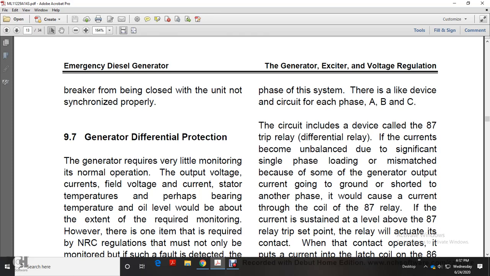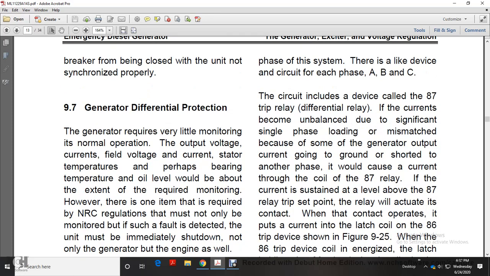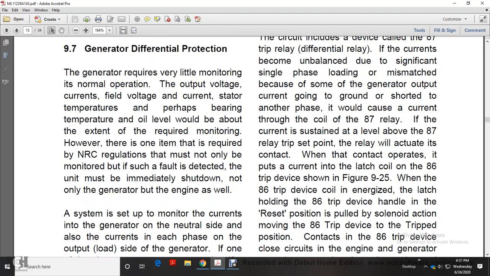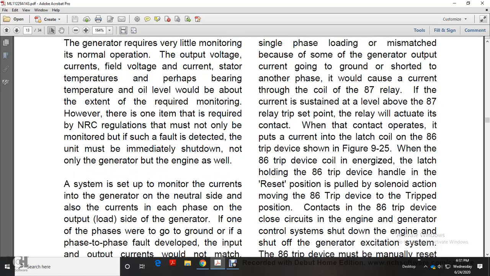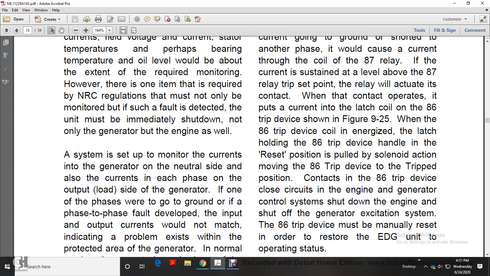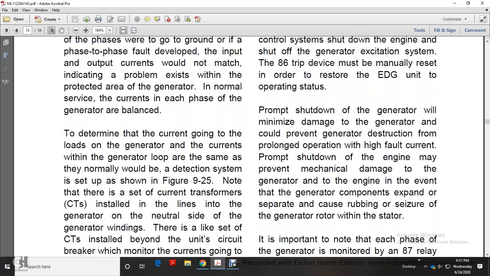If the current is sustained above the set level, the 87 relay trips and actuates its contact. When the contact operates, a pulse of current goes to the latch coil on the 86 trip device shown in figure 925. When the 86 trip device coil is energized, it drives the latch that holds the 86 trip device handle in the reset position, and the latch is pulled. Solenoid action moves the 86 trip device to the trip position. The contact on the 86 trip device closes the circuit in the engine generator control system, shutting down the engine and shutting off the generator excitation system. The 86 trip device must be manually reset in order to restore the emergency diesel generator unit to operating status.